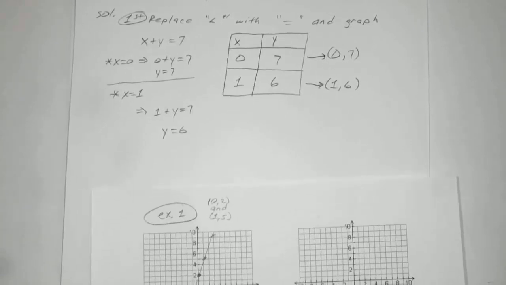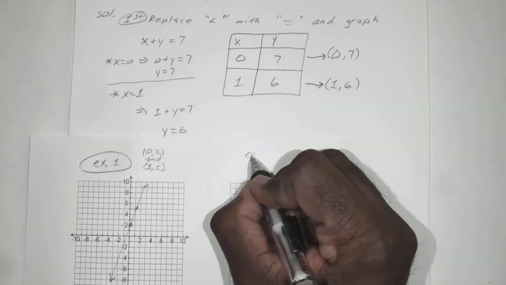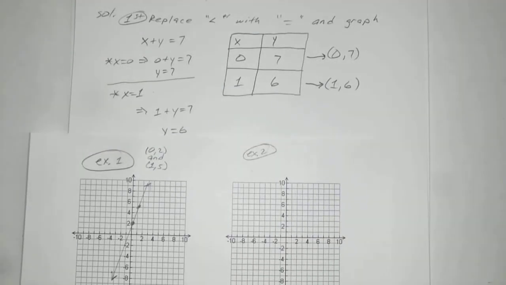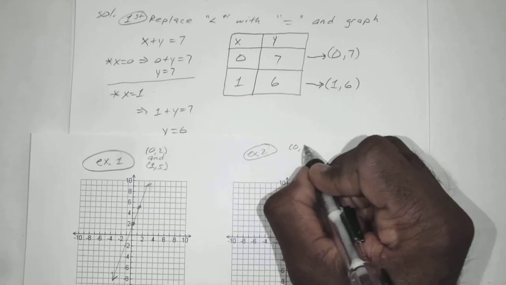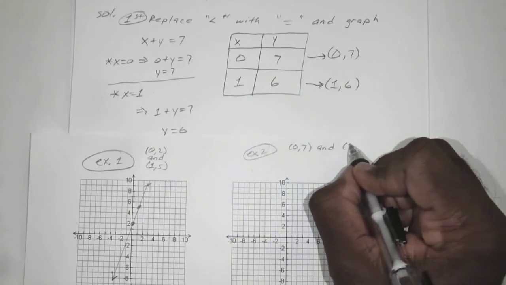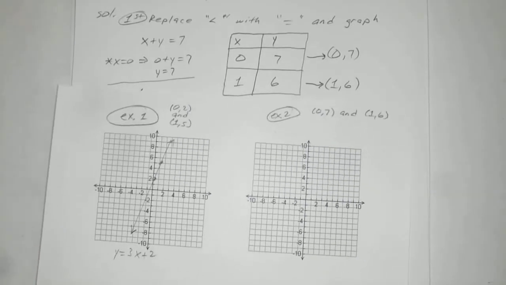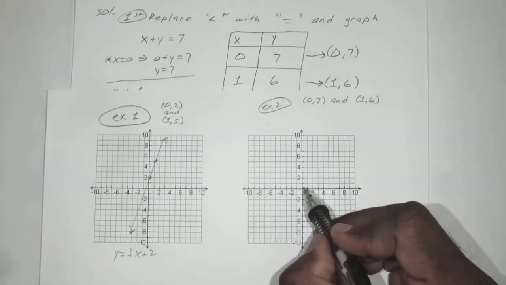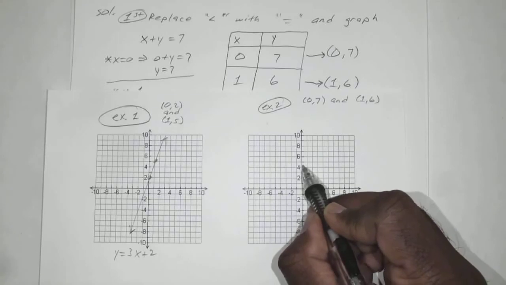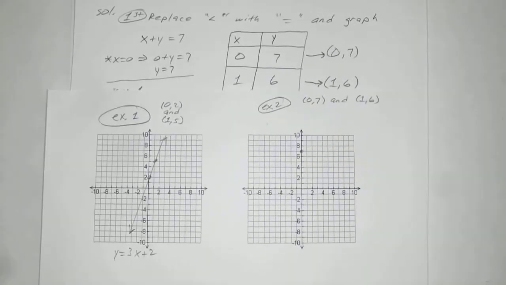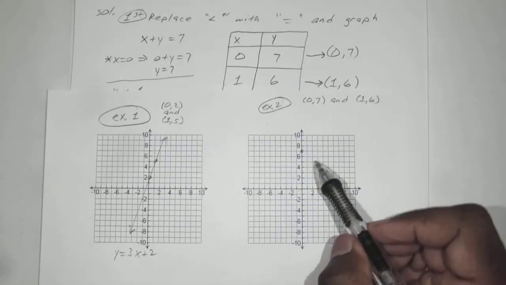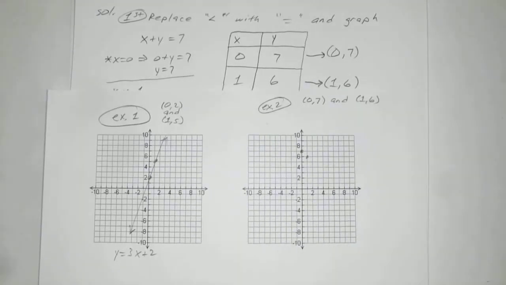Make sure I'm not blocking it. Okay, so we just have to plot 0, 7 and 1, 6. Okay, so move that up a little bit. Okay, so 0, 7, you have x is 0, y is 7, so you go up 7 places. Fill that in. And 1, 6, x is 1, y is 6, so you go up 6 spaces. Okay, now remember, because we use less than or greater than, that line is going to be dotted.